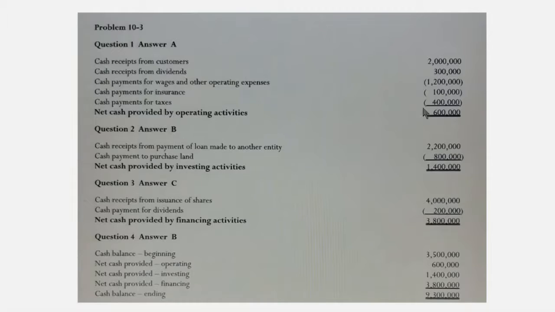So therefore, our total cash provided by operating activities is 600,000. And then we have the net cash provided by investing is 1,400,000. And we have the cash provided by financing activities is 3,800,000.